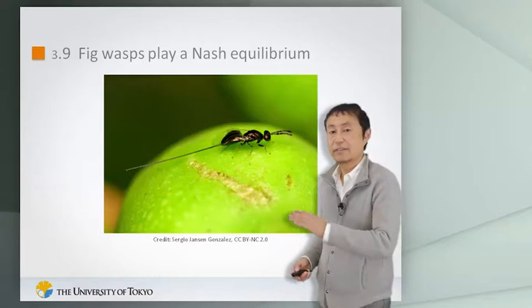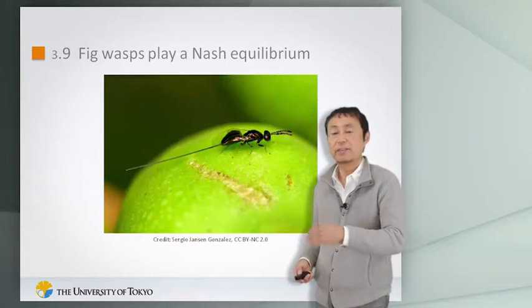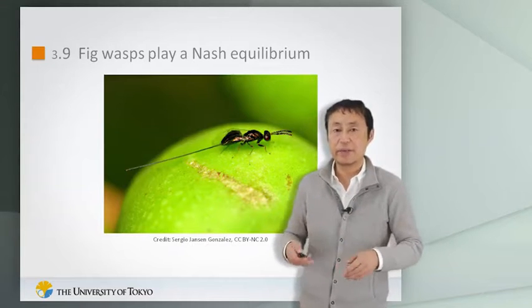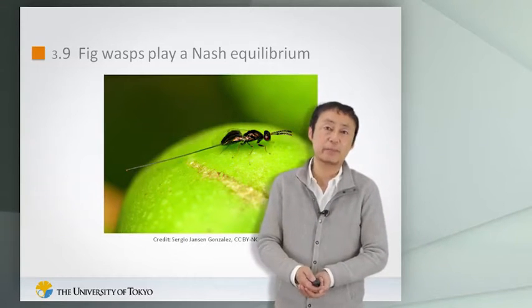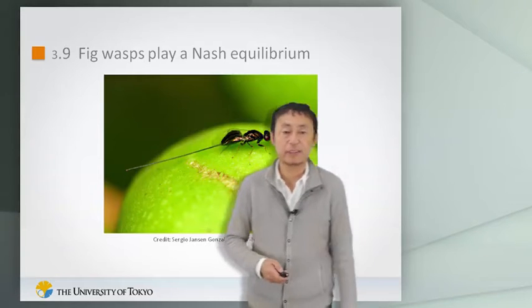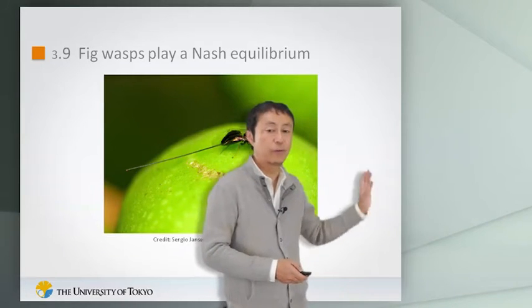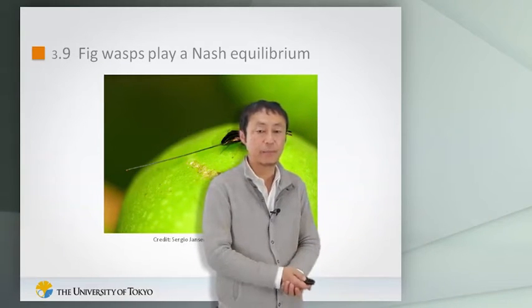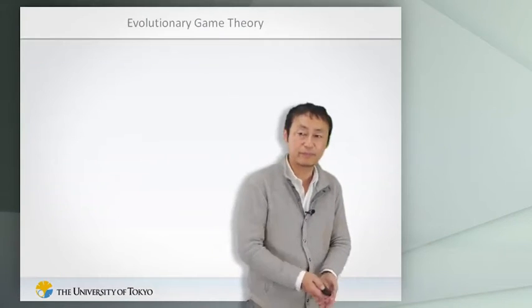So in the last lecture of this week, I'm going to give you an example where insect behavior is well predicted by a Nash equilibrium. So I'm going to explain that fig wasps play a particular Nash equilibrium.